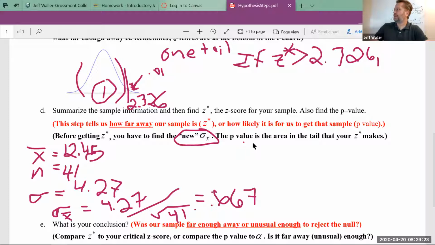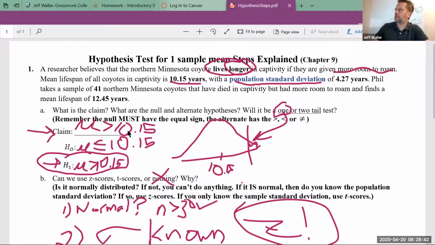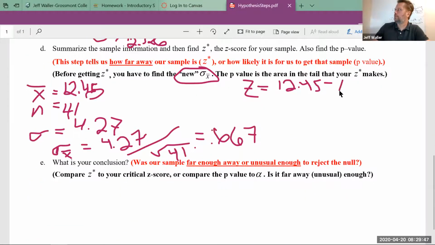Just like before. Z equals my data point, 12.45. It's always mine, minus the supposed middle. We're going to assume that 10.15 is the real middle. We assume that the number from the claim is the right number, the 10.15. So minus 10.15, divided by the new standard deviation.